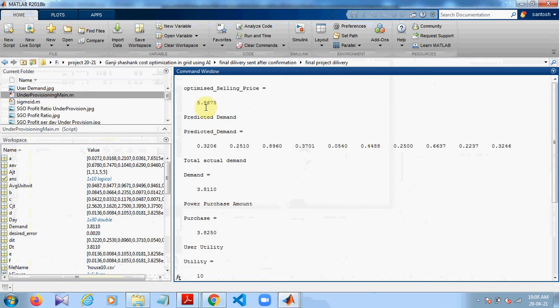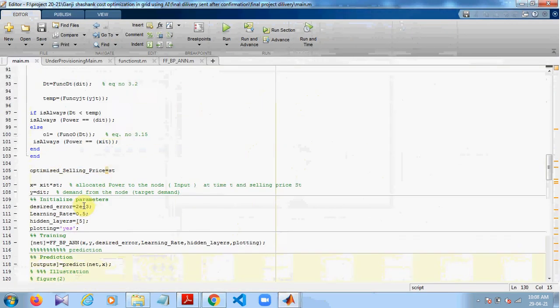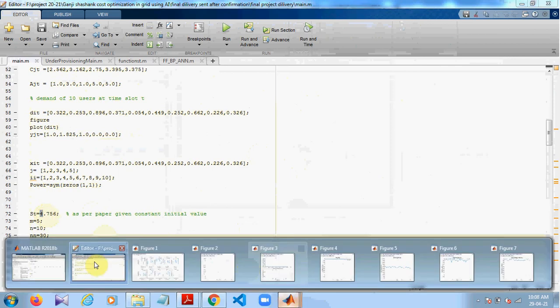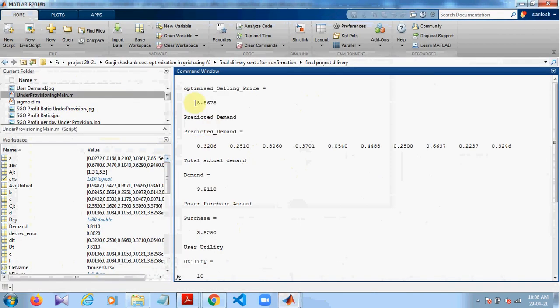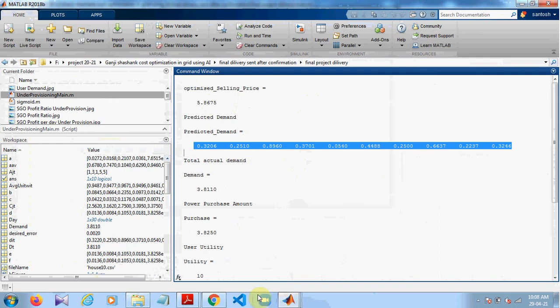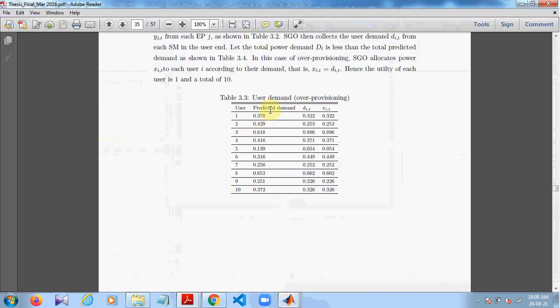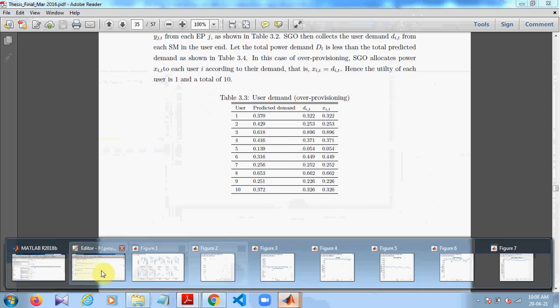So this is how the system is executing. First is the optimized selling price. As per the paper, the initial selling price given is 4.756. But after the optimization, our function found the optimized level, that is 5.8675. That is our optimum. This is the predicted demand. As per the paper, we can see this predicted demand column is given, so we have also printed our predicted demand here.